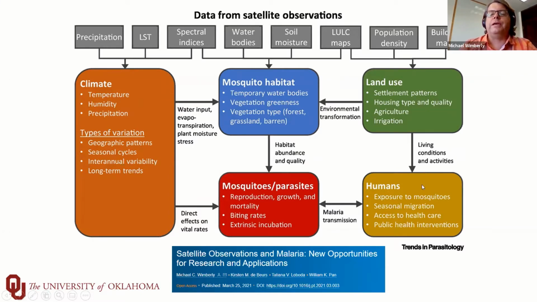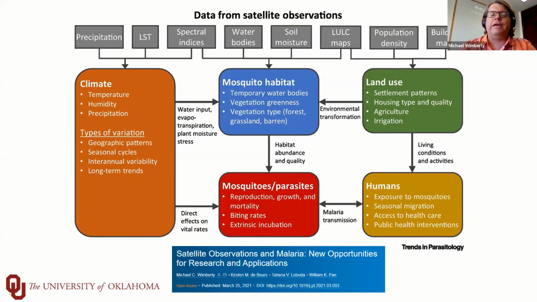So it tells us something about human living conditions and activities. Are people exposed to mosquitoes through outdoor activities? Is there seasonal migration for work in other areas? Do people have to travel to maybe malarious locations to work in agriculture? How close are people to healthcare? What is the potential for public health interventions?